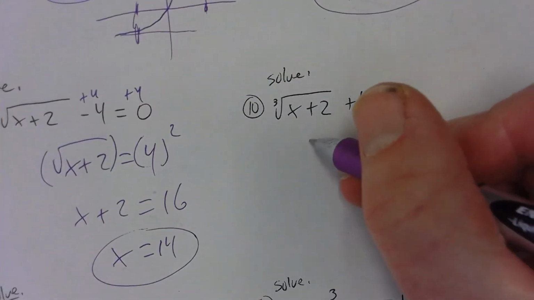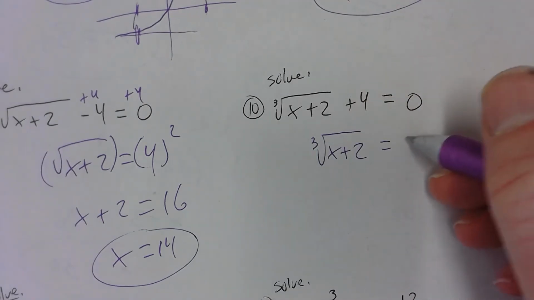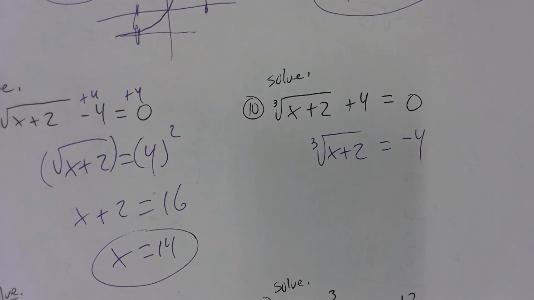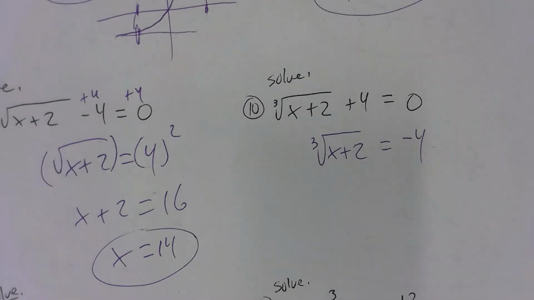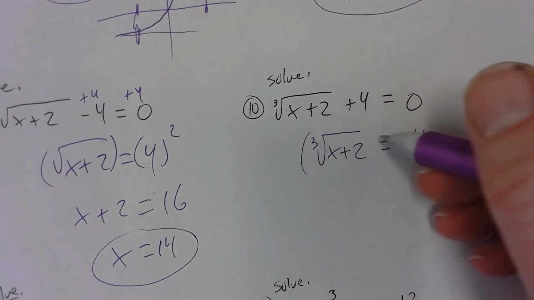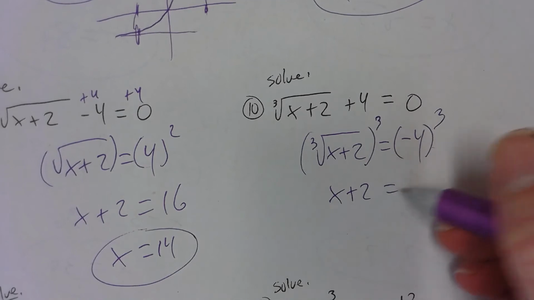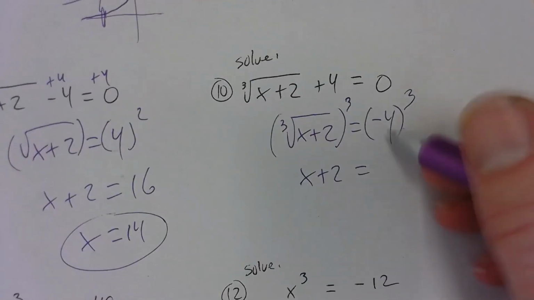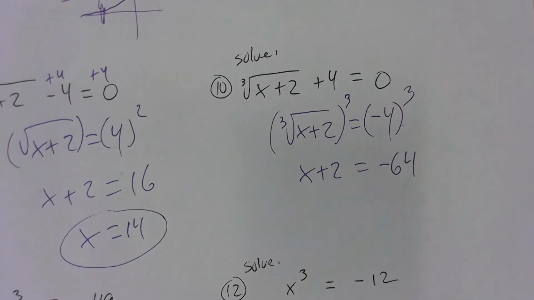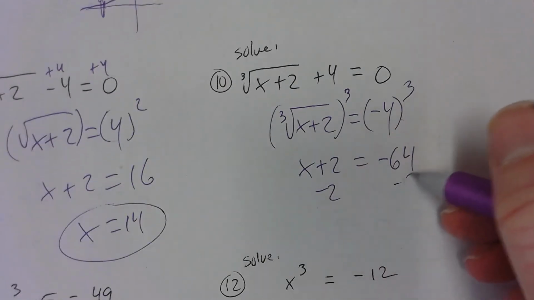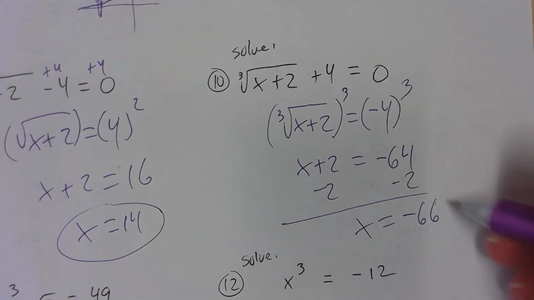Here I'm going to isolate the radical, so it's a cube root of x plus 2 is equal to negative 4. And again, I can take the cube root of a negative number and get negative. So this has a solution to it. So to find it, I cube each side, and I get x plus 2 is equal to negative 4 times negative 4 times negative 4, which is negative 64. Subtract the 2 over, and I get x is negative 66.